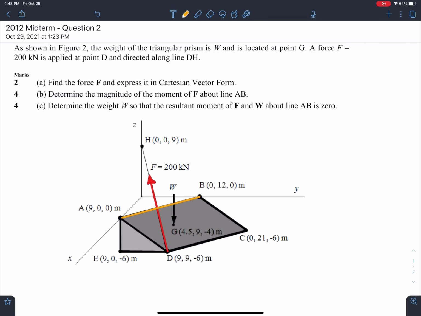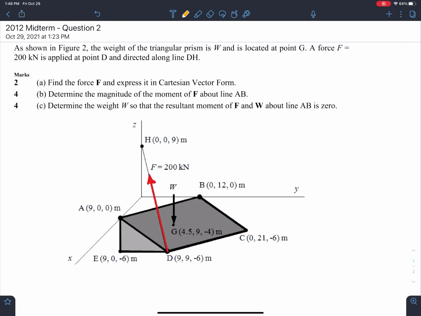Now that's going to scare some students. Please don't get scared. Don't run away. This is not an equilibrium question. It's simply a moment question, because we know that the two moments in this case are going to be equal to each other. So I'm just going to erase this, and we are going to start off with part A.